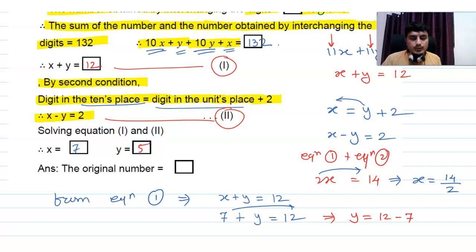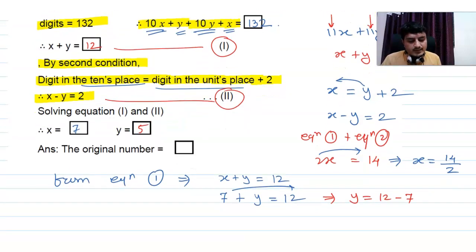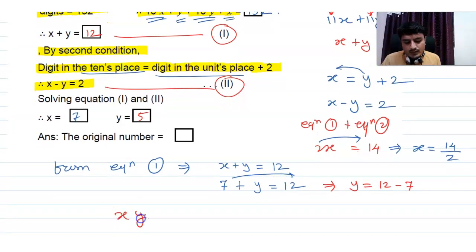So what about the 2-digit number? We assumed at the start the 2-digit number is xy, where x is at the tens place and y is at the unit or ones place. The value of x is 7 and the value of y is 5. So the tens digit is 7 and the ones digit is 5, and the original number is 75.